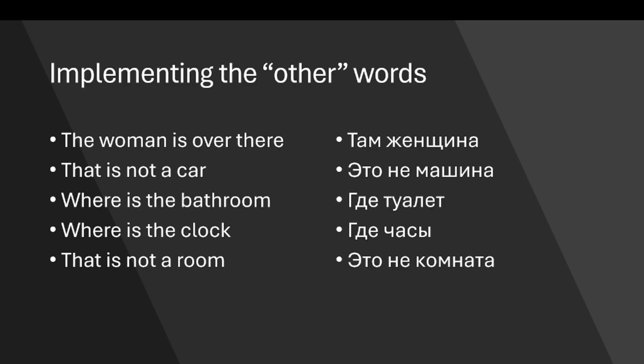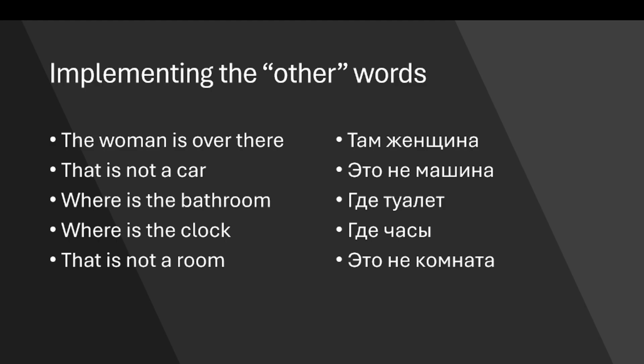Okay, so going to the next one. Where's the bathroom? Где туалет? Simply где. Where? Bathroom. Boom. You apply that same thing. "Is" and "the" don't exist. You cross them out. Where? Bathroom. Где туалет? Now you got it. Where's the clock? Same thing. Где часы? Where's the clock? Where's the watch? Where is a clock? Where is the clock? It's the same. That is not a room. Это не комната. This is not a room. That is not a room. All right? That's how you say it.